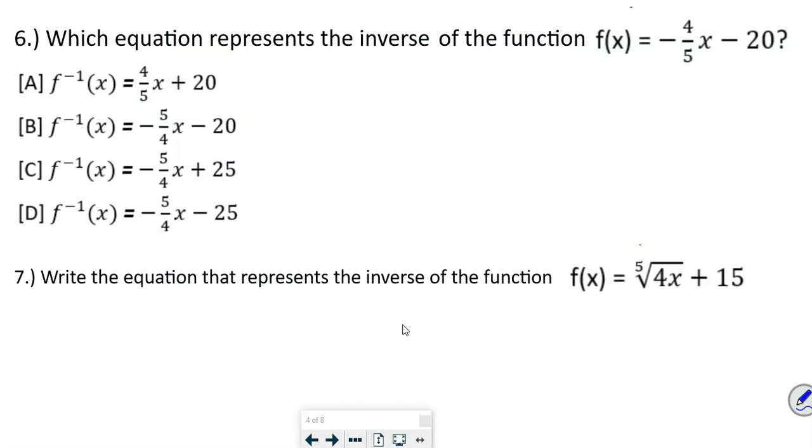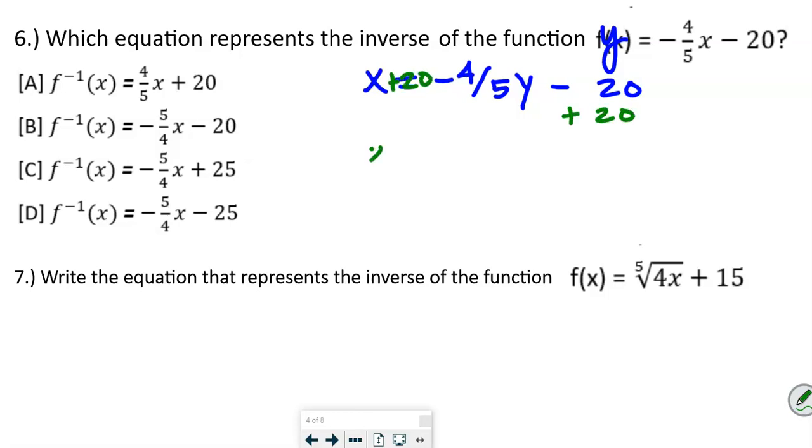So again, when we do inverses, we want to swap our x and y. So remember, this is normally y, so we're going to swap it with x, and we're going to say negative 4/5 y, sorry. There's our y, minus 20. So our first step is going to be to add 20, right? So we're going to add 20 to both sides.